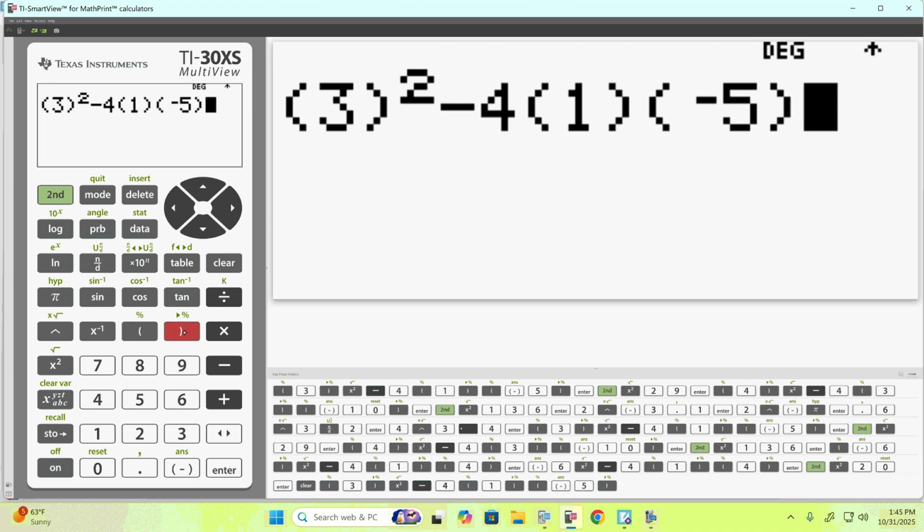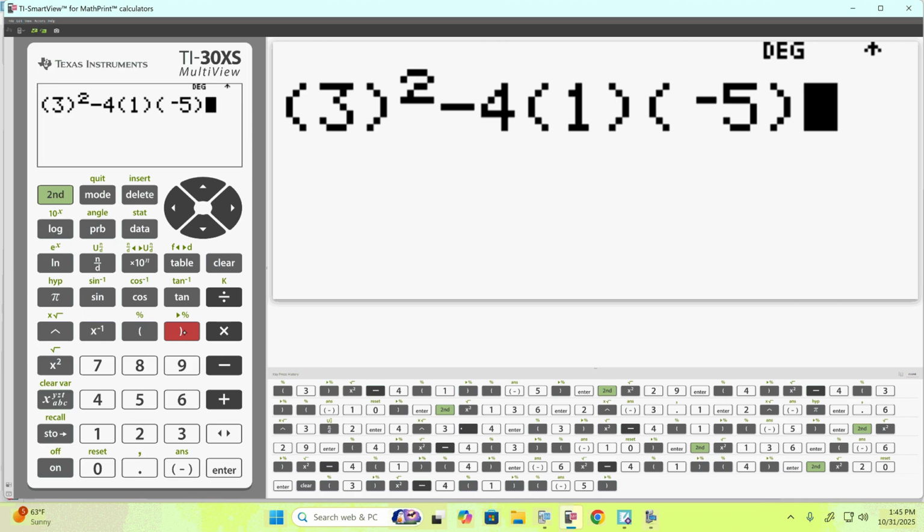I'm going to type everything inside the radical first. And the reason I'm not going to type the square root in first, I'm just typing everything inside of it, is because the 30XS, the yellow calculator, will not take the square root of a negative number. They just won't do it. We've seen it a few times up to this point, yes?